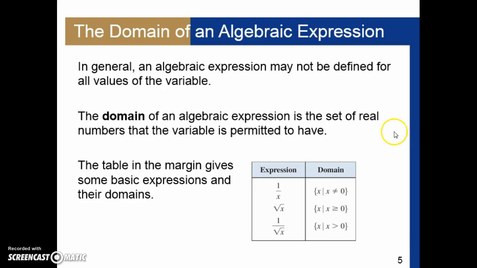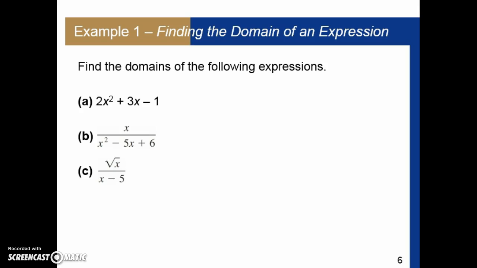So domain becomes more and more important for us as we go on, and most especially when we're dealing with rational expressions. So find the domains of the following expressions. Well, this is a polynomial, not a rational expression. No fraction, no denominator going on here. There isn't any real number that I can't put in here for x and not get a well-defined unique output. So the domain for this trinomial, for this expression, is all real numbers.